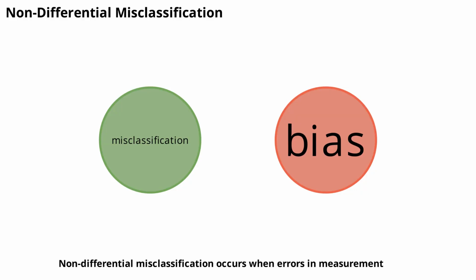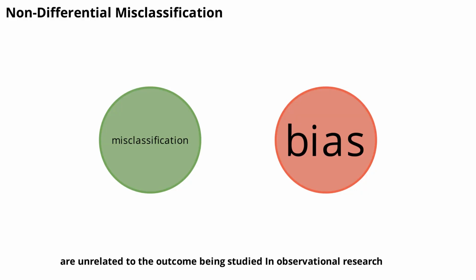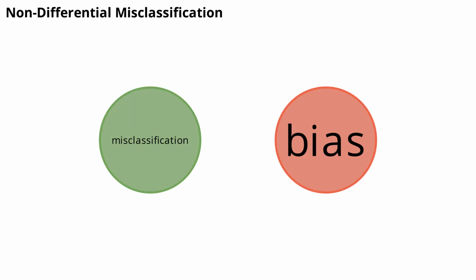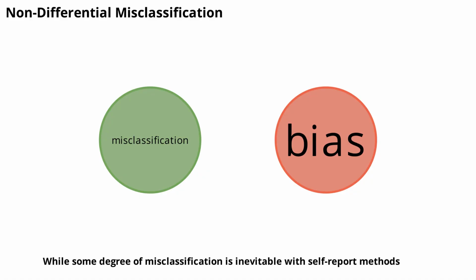Non-differential misclassification occurs when errors in measurement are unrelated to the outcome being studied. In observational research, this type of error tends to weaken, rather than exaggerate, observed relationships. While some degree of misclassification is inevitable with self-report methods, understanding its impact helps researchers interpret results more accurately and design better studies in the future.